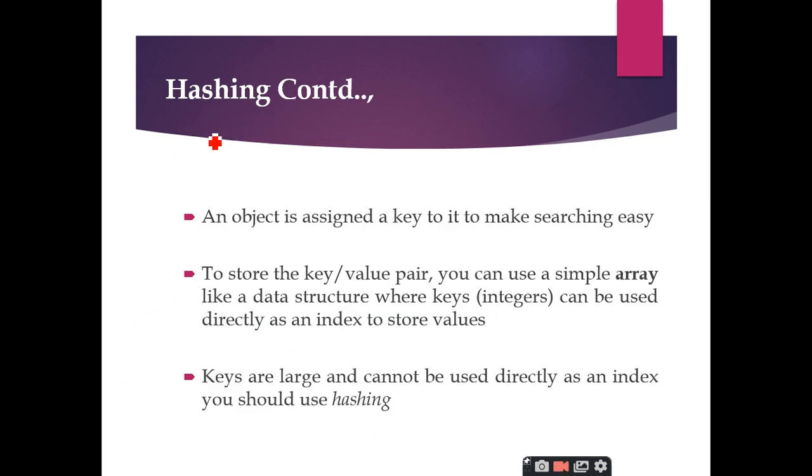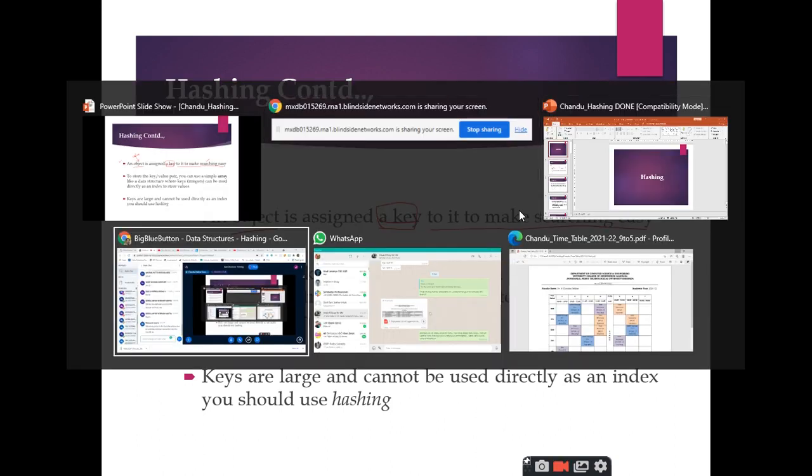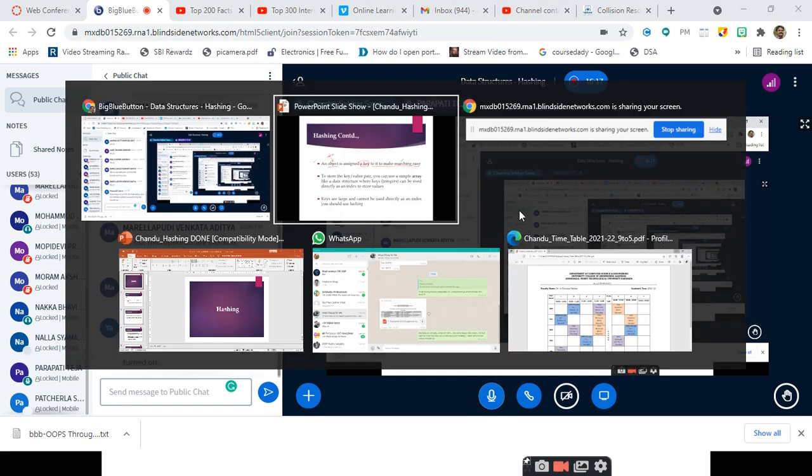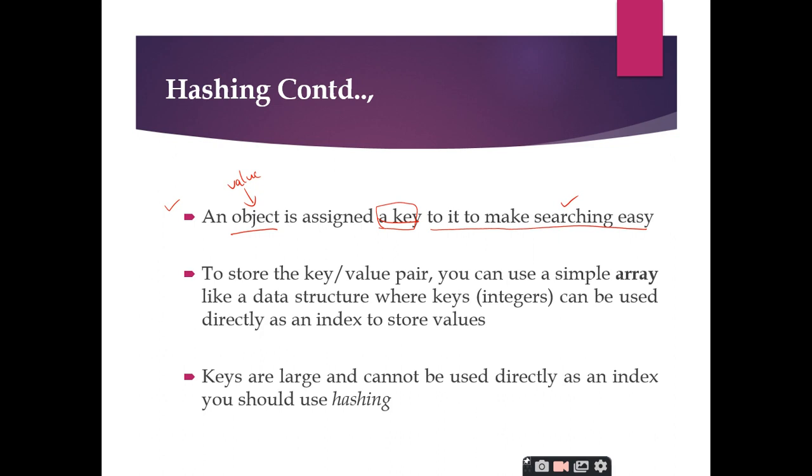Yes, sir. This is what I have discussed. An object is assigned a key. An object is nothing but, here, a value. Whenever you want to insert an object, you perform some calculations and assign a key for that value, and this is exclusively used to make the searching process easy. This is very important: the primary purpose of hashing is to make the searching process very easy. Next, as I told, we can call it a key value pair.